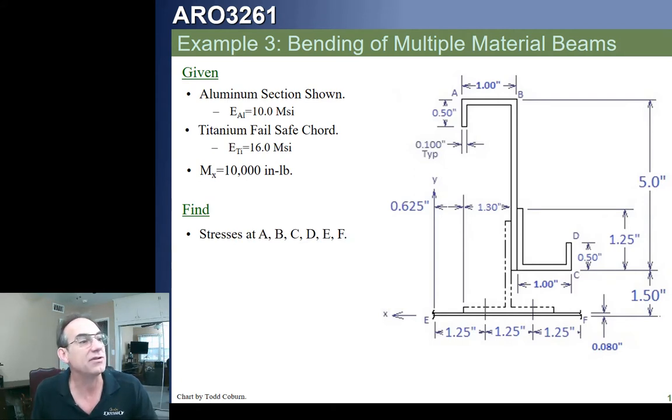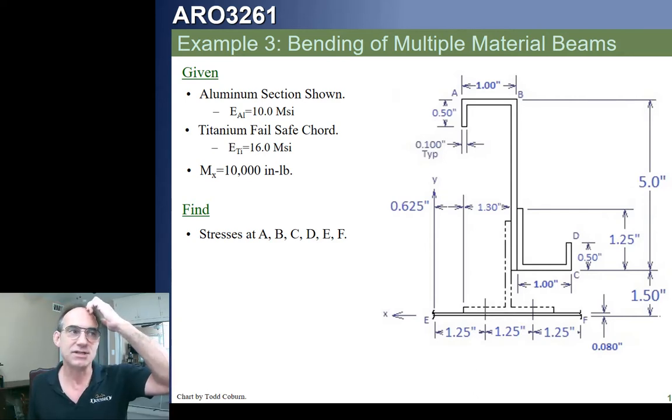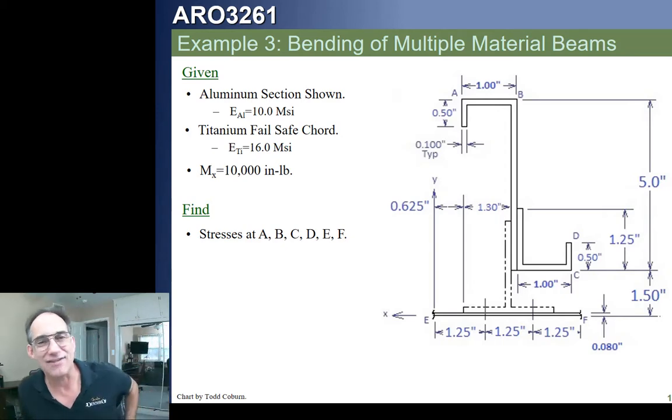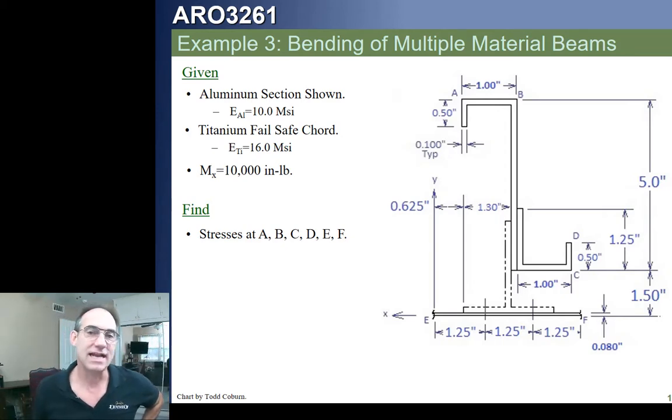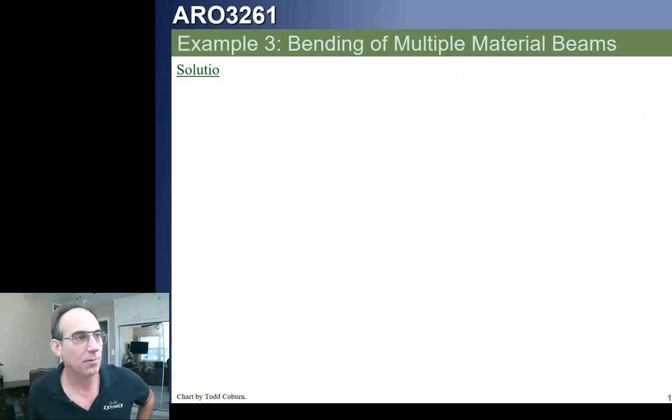Let's see, we have the fail-safe chord. That's this little J over here to the right. That's got 16 million. Everything else is 10 million. If we use a smaller E, the E of aluminum as our reference, then anything made of aluminum will have an n of 1. Anything with titanium will have an n of 1.6. Those are nice, easy numbers to use, and then we construct our table.